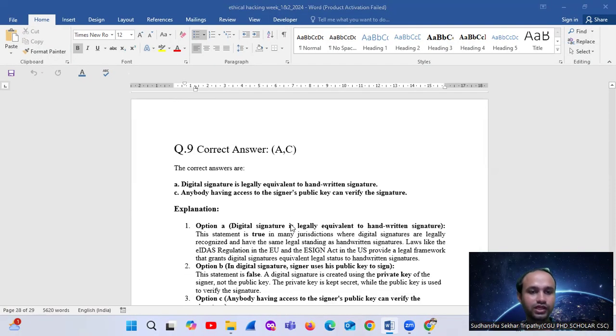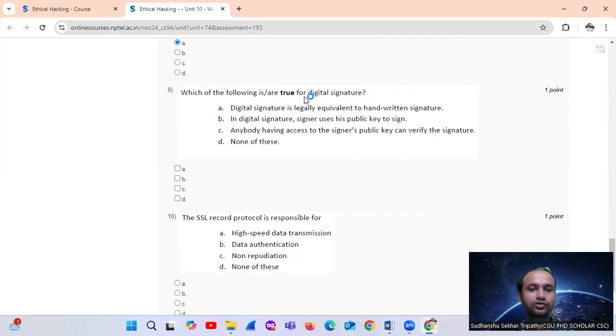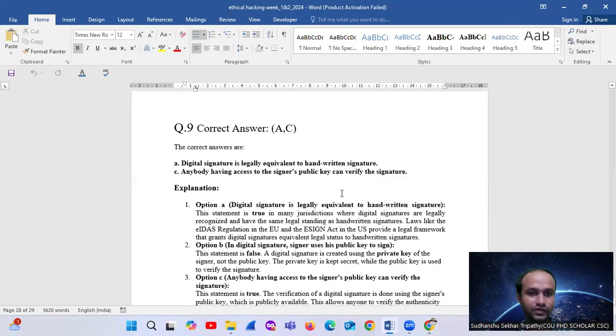Then question number 9. Which of the following are true for digital signature? Digital signature is legally equivalent to handwritten signature, option number A. And option number C will also be correct. B will not be correct, C will be. Anybody having access to the signer's public key can verify the signature, that is option number C. So the correct options are A and C.